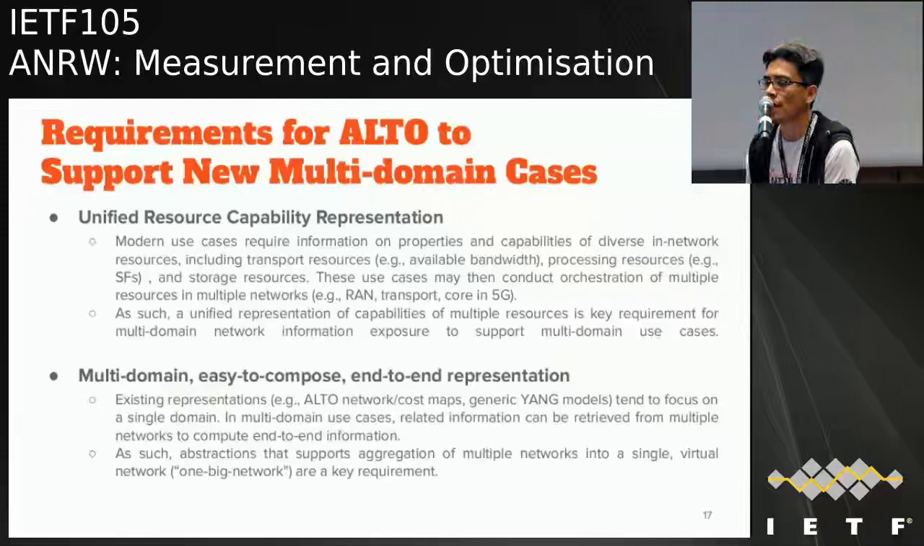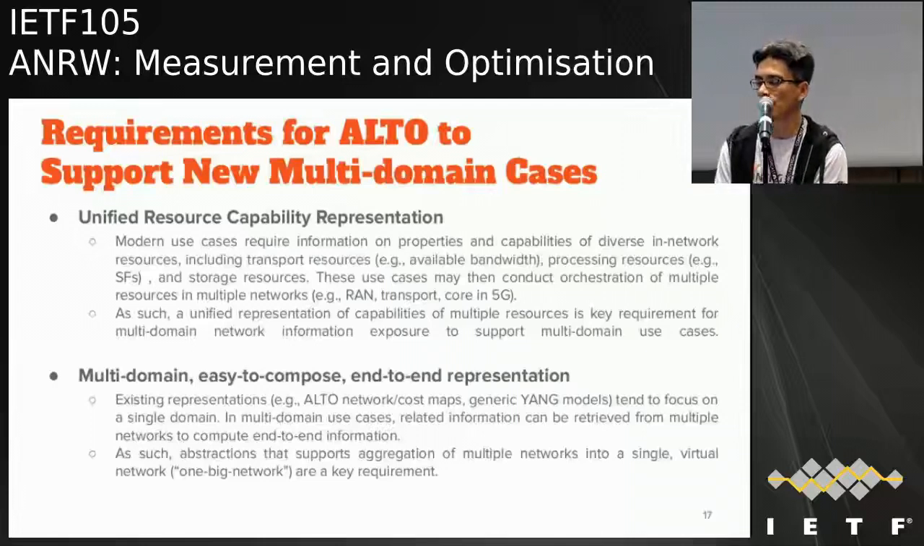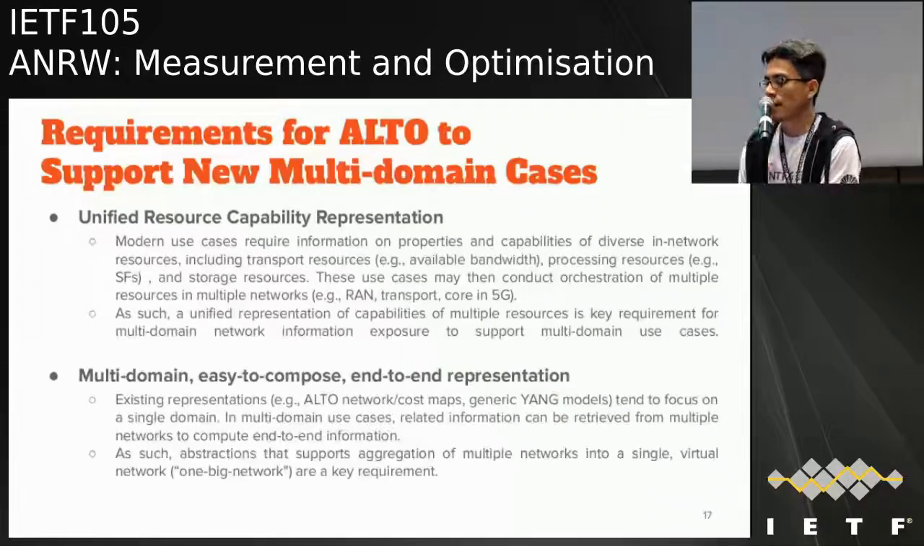Here we have a couple of requirements for ALTO to support new multi-domain use cases. Modern use cases require information on properties and capabilities of different network resources, including transport resources, processing resources, and storage resources. So these use cases need to orchestrate multiple resources in multiple networks, so a unified representation of capabilities of multiple resources is a key requirement for multi-domain network information exposure. And existing representations tend to focus on single domains. So in multi-domain use cases, related information can be retrieved from multiple networks to compute end-to-end information. As such, abstraction that supports aggregation of multiple networks into a single virtual network is another key requirement.